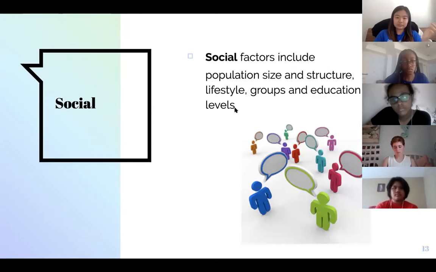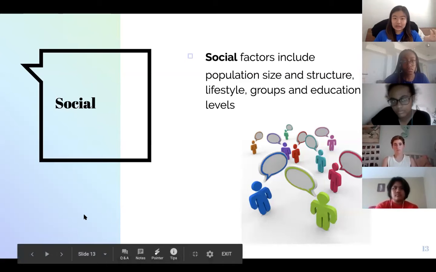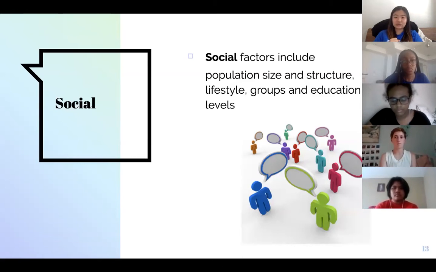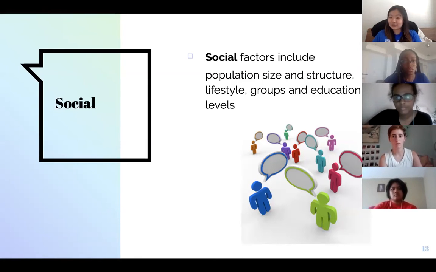So first, social. Social factors include many things like the population size and structure, the lifestyle groups, and education levels. I think the only way I can relate it back is if you live in Southern California, you'll know Newport Beach, these people are very high-end and luxurious people. And there's a huge population size.